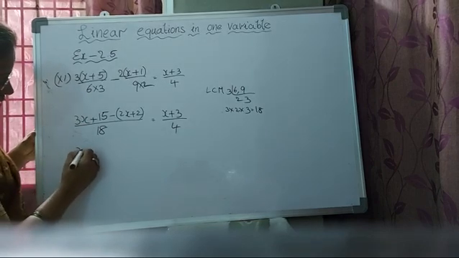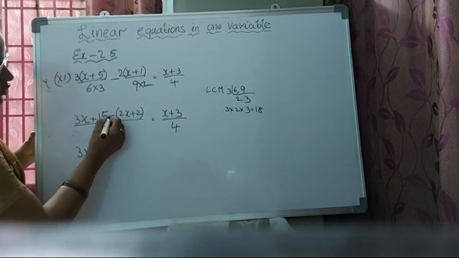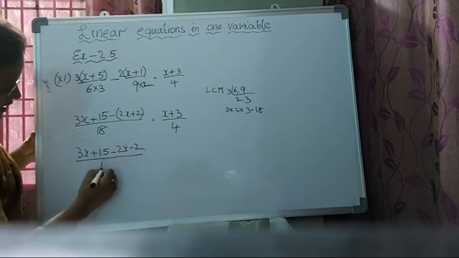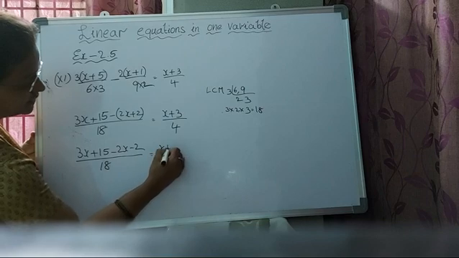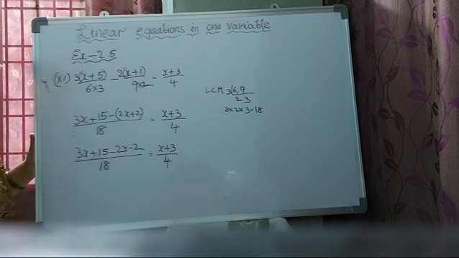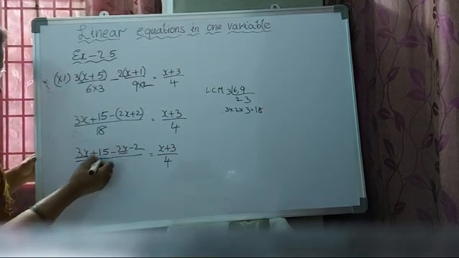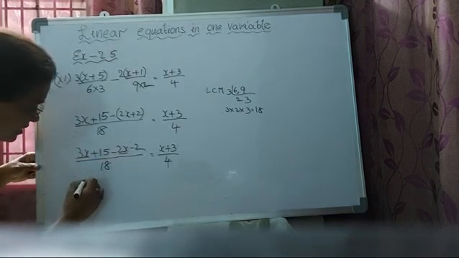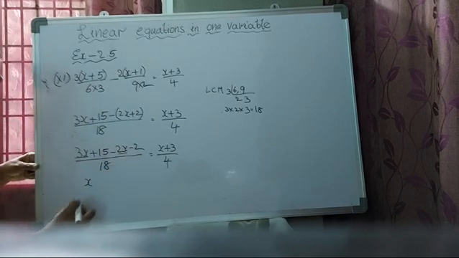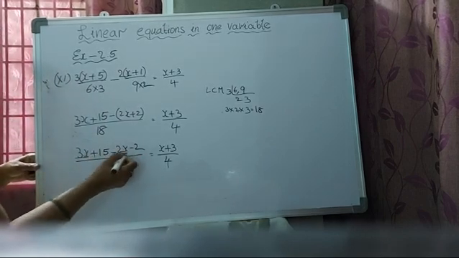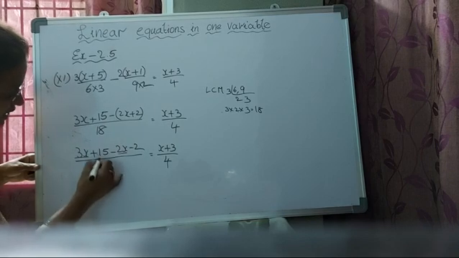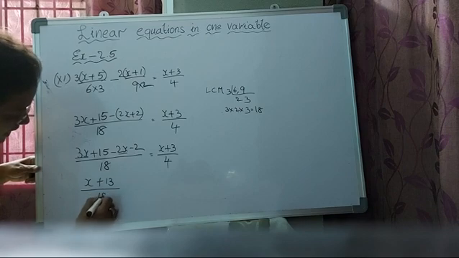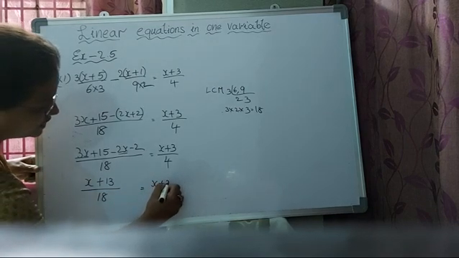Again 3x plus 15, you remove the bracket, minus 2x minus 2 by 18 is equal to x plus 3 by 4. Now see the like terms, 3x minus 2x. It becomes different symbols, so subtraction, 3x minus 2x is x. x plus 15 minus 2, different symbols, subtraction, 15 minus 2, 13. Before the bigger number plus is there, so put plus, x plus 13 by 18 is equal to x plus 3 by 4.